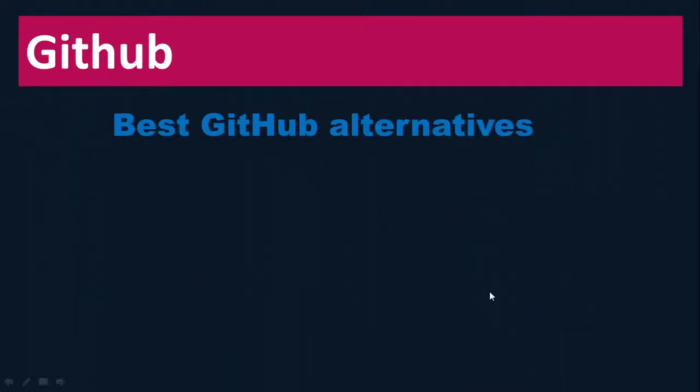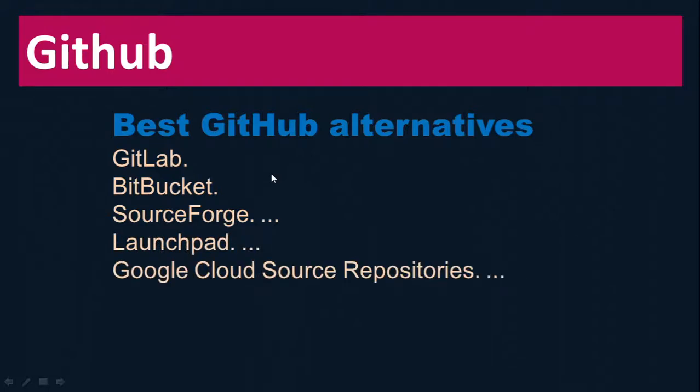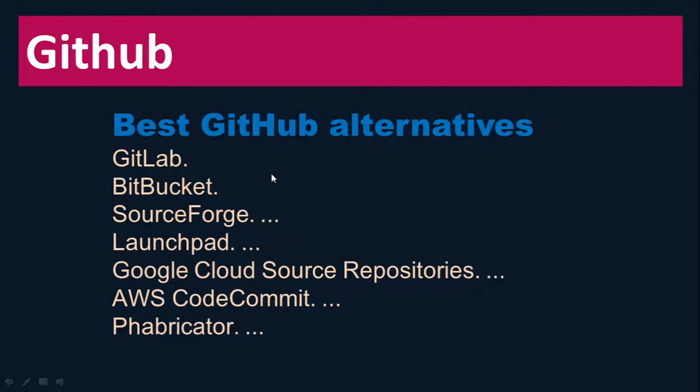Apart from GitHub, there are alternatives. If you are not using GitHub, you can use any of these: GitLab, Bitbucket, SourceForge, Launchpad, Google Cloud Source Repositories, AWS CodeCommit, Phabricator. There are many, so check out the advantages and disadvantages of each. If you're not using GitHub, we should know which alternative we need to use.